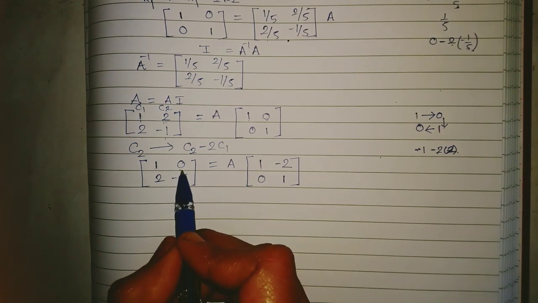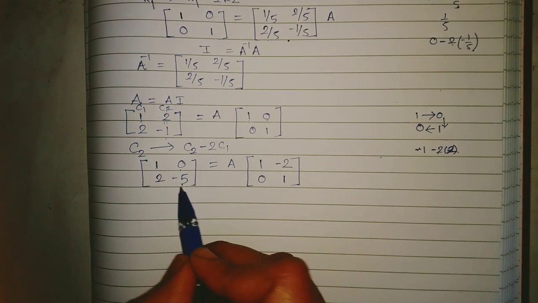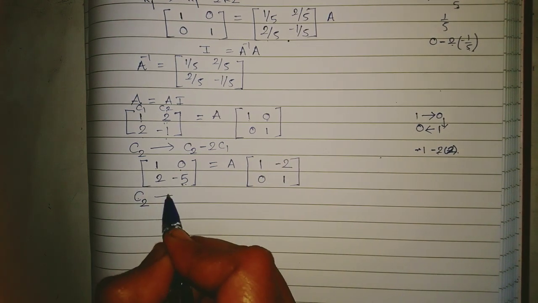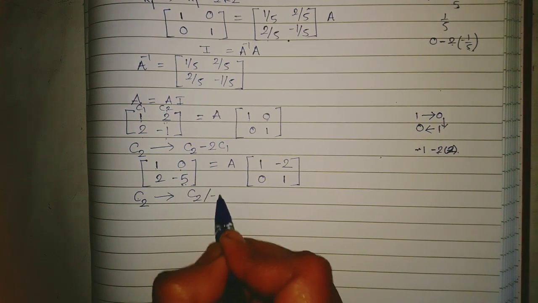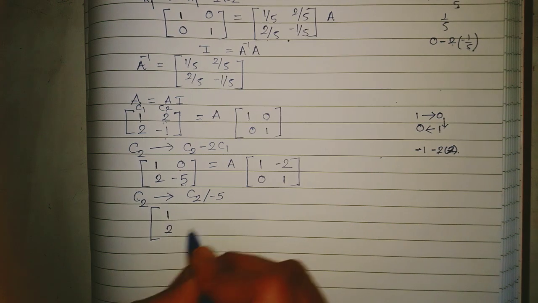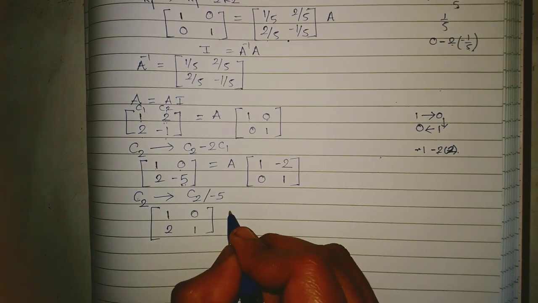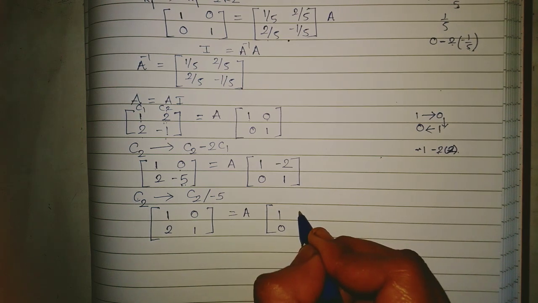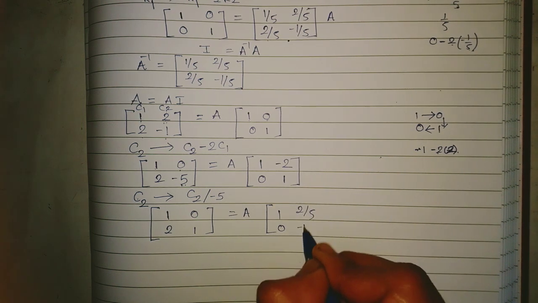Now we have to make this one. So to make this one, you have to divide by minus 5. So we are changing C2 again. So C2 divide by minus 5. So 1, 2, 0, 1. C1 remains the same. So this will be 2 by 5, minus 1 by 5.